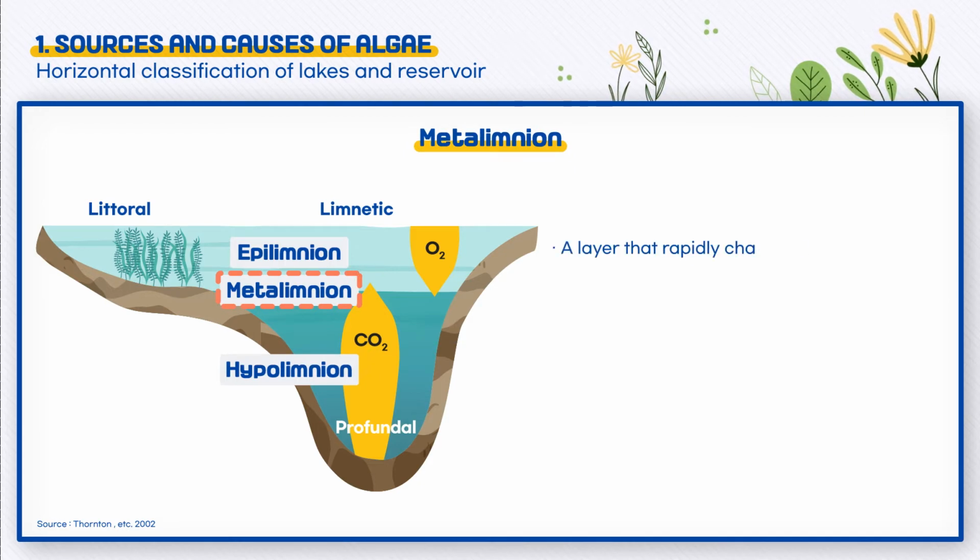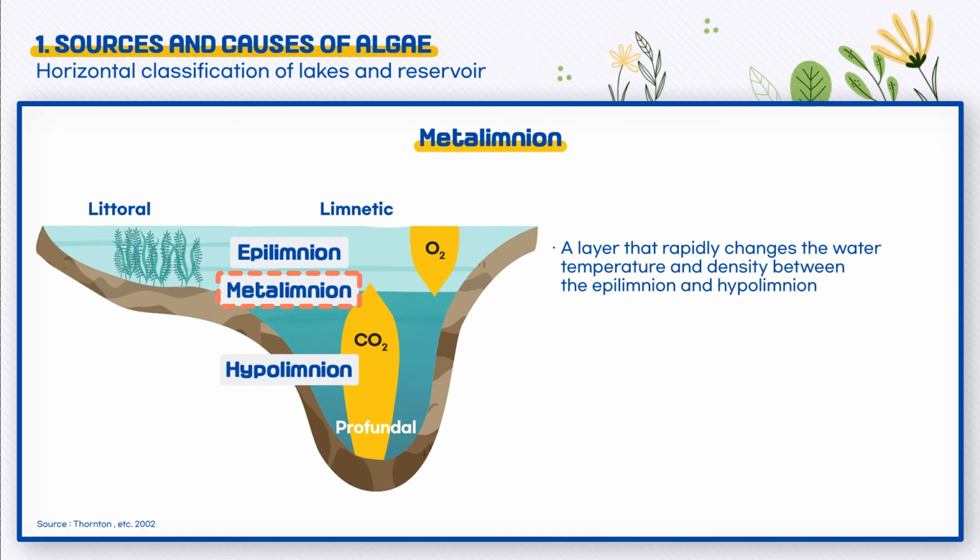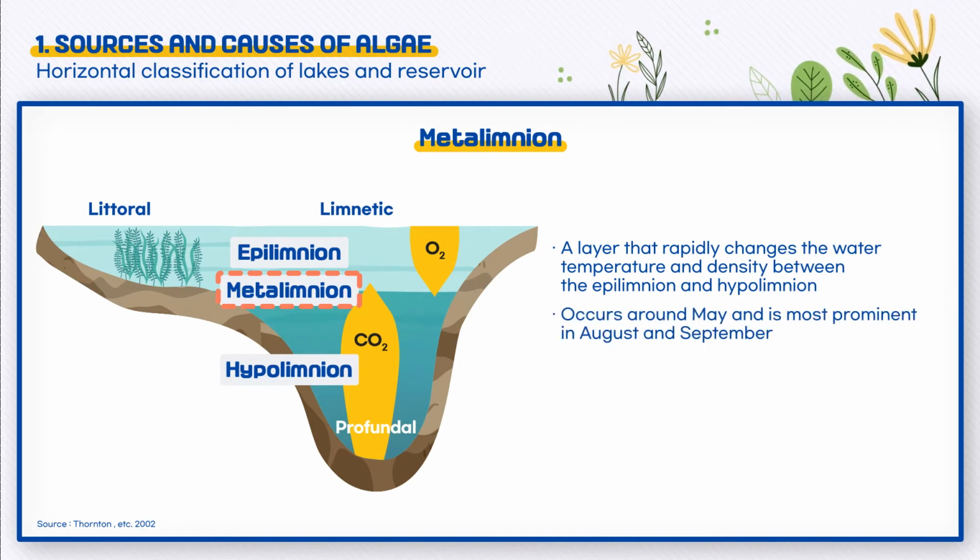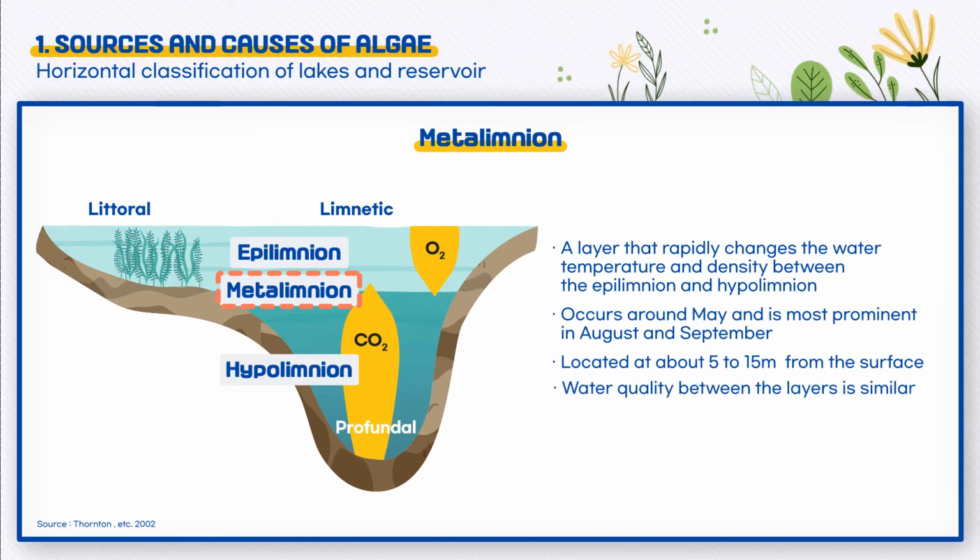Metalimnion is the layer that rapidly changes the water temperature and density between the epilimnion and hypolimnion that occurs around May and is most developed in August and September. There are differences depending on the scale of the reservoir, but are generally located at around 5 to 15 meters. The water quality between the layers is similar to the circulating and stagnant areas. The point of greatest temperature difference is called the thermocline and occurs in the metalimnion layer.